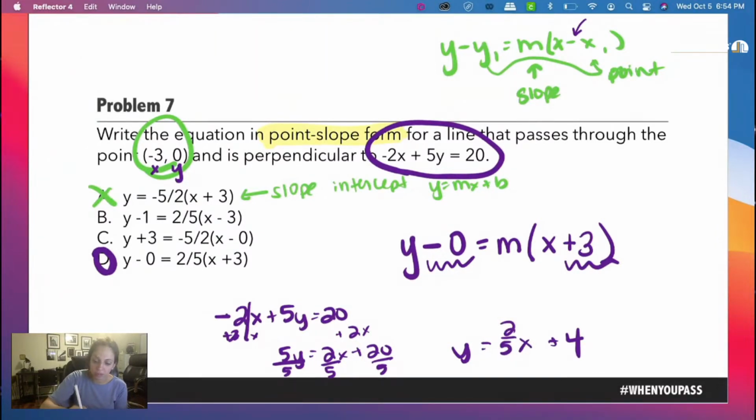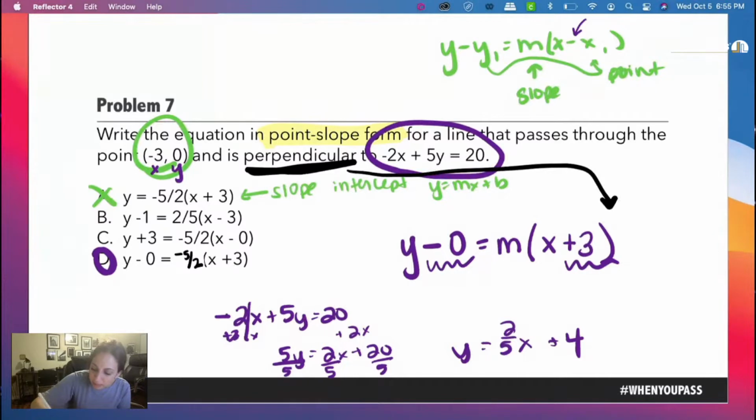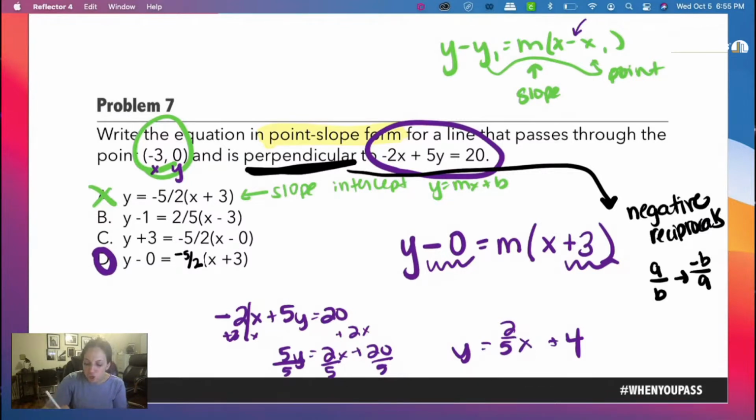So really, my slope should have been -5/2. Because for it to be perpendicular, my slopes have to be negative reciprocals of each other, which means that if the slope of one line is a over b, the slope of the line perpendicular to that is going to be -b over a. So here's my slope. I'm going to flip it and negate it, and that's going to be my slope for my perpendicular line.